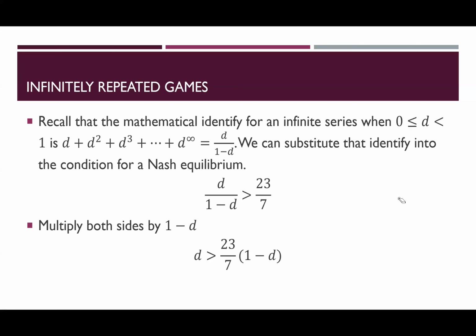This is where you need to remember from your math classes that we can represent an infinite series, when the variable is between 0 and 1, by this expression here. We can represent that infinite series as d over 1 minus d. So we're going to substitute that on our left-hand side. That's going to get us d over 1 minus d greater than 23/7. Again, we're solving for d, so we want to get rid of that fraction. So we're going to multiply both sides by 1 minus d. That gives us d greater than 23/7 times 1 minus d.